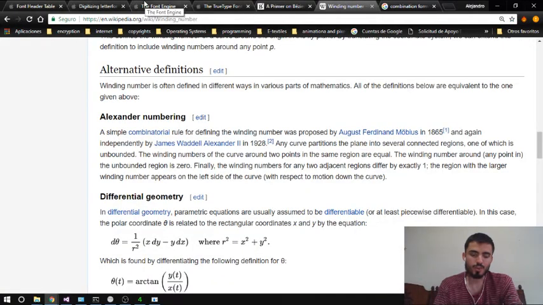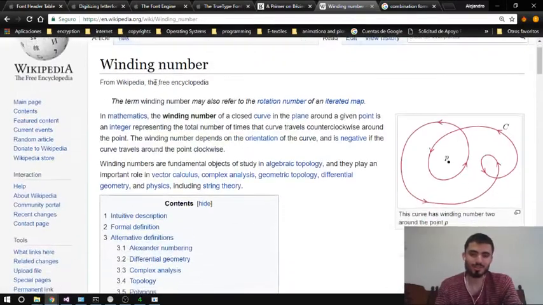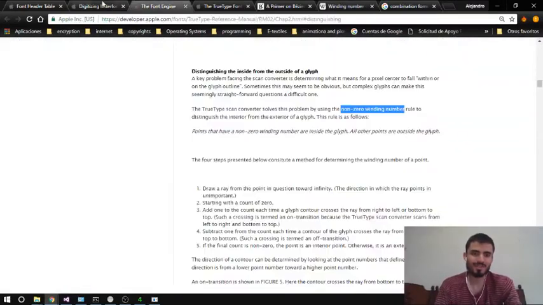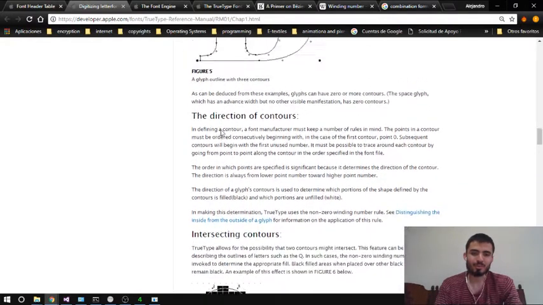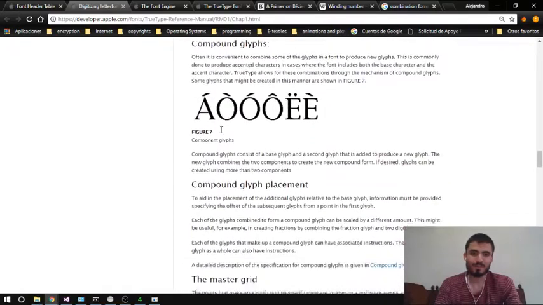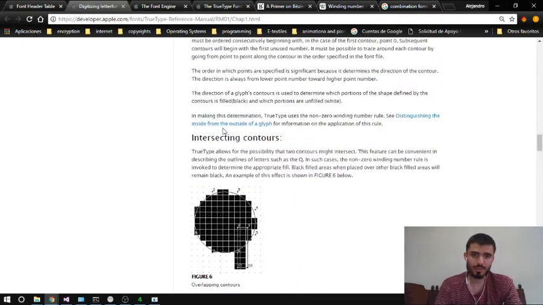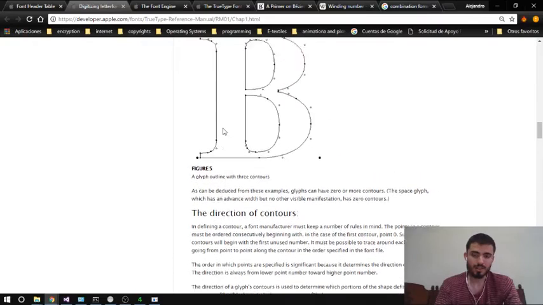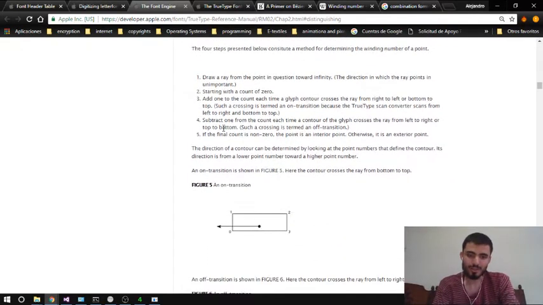It's really cool. Okay, yeah, Wikipedia makes a better explanation of winding numbers. Okay, so as I was saying, this is the fun. I was reading the font engine because I wanted to get an idea of how the rasterization works.